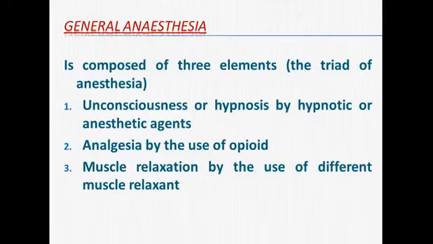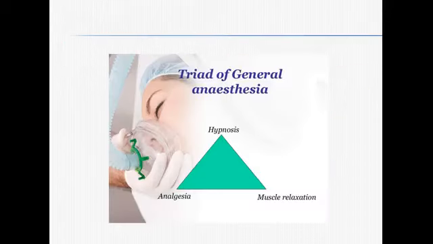In general, anesthesia is composed of 3 elements: the triangle of anesthesia. First, unconsciousness or hypnosis by hypnotic or anesthetic agents, analgesia by the use of opioids, and muscle relaxation by the use of different muscle relaxants. Here is the triangle of anesthesia, which includes hypnosis, analgesia, and muscle relaxant.